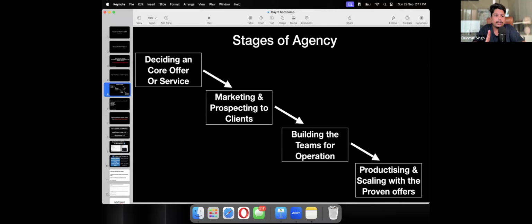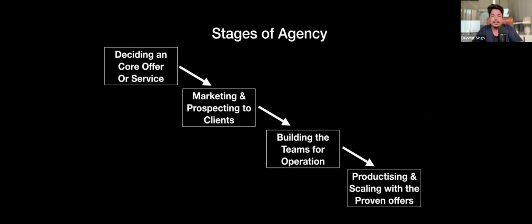You have to decide one core offer, one core service. Please make sure you take a screenshot of this. Stop jumping from offer to offer. You are just getting the clients because they are coming in. You don't have to do it like this. You have to ensure you get clients on services that you think are relevant. So deciding one core offer, one core service is a very key thing.